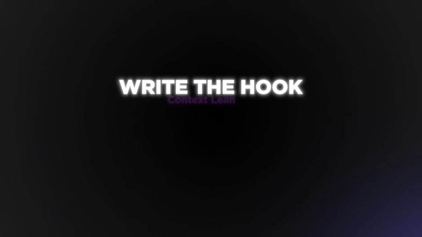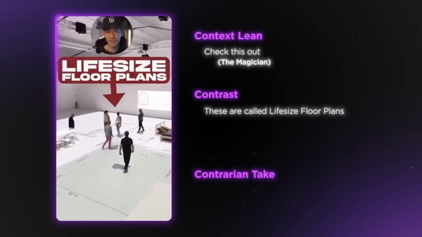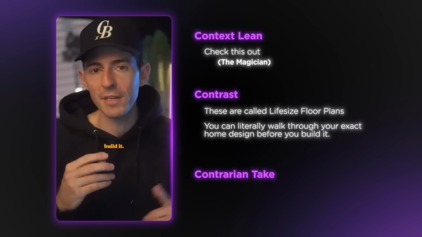And then step 3 was I had to actually write the hook. So context lean, contrast, contrarian take. So I literally said, check this out. That was my magician scroll stop thing. And then I said, these are life-size floor plans. You can literally walk through your exact home design before you build it, right? So that's context lean. That is me literally describing exactly what you're seeing. That is perfect alignment with showing the visual and saying the thing.